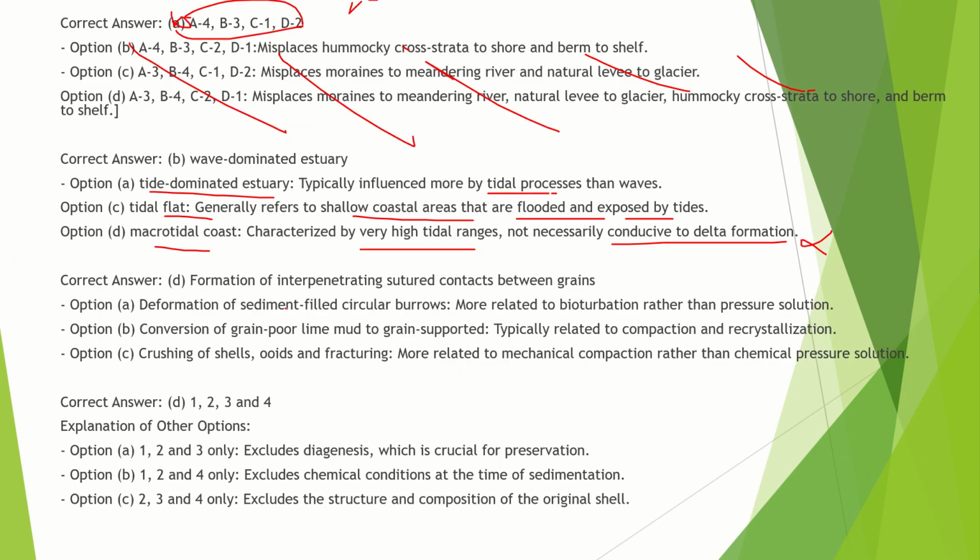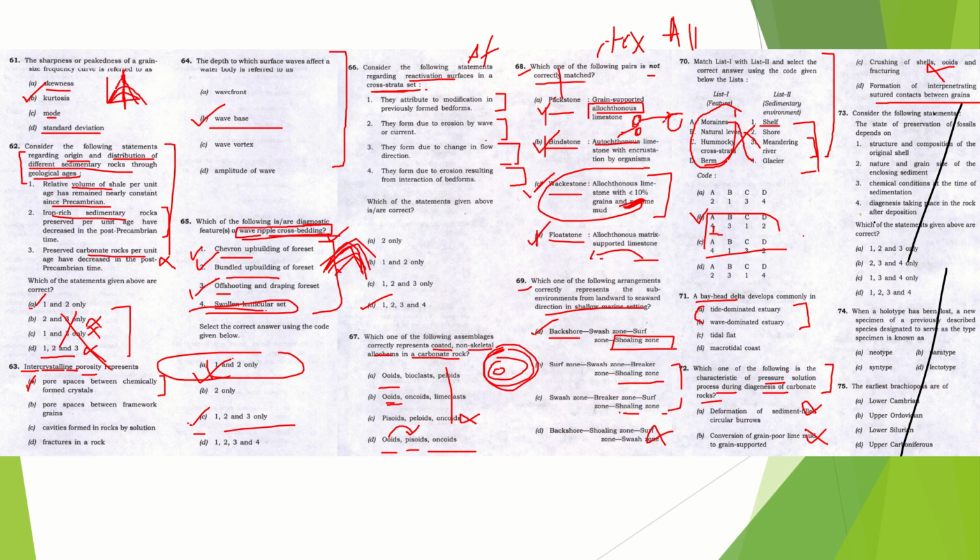So, yeah, formation of interpenetrating sutured contacts between grains. Deformation of the sediments is something that is related more to bioturbation than pressure solution. Conversion of grain supported lime mud is related to compaction and recrystallization. Crushing of shells, ooids, and fracturing is related to mechanical compaction rather than chemical pressure solution. Okay, now, oh, this question is also there.